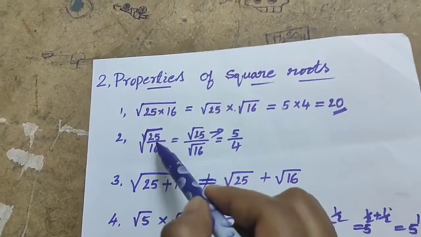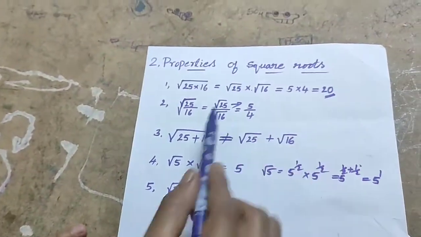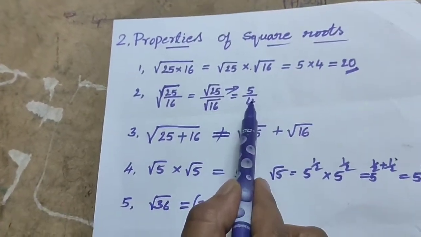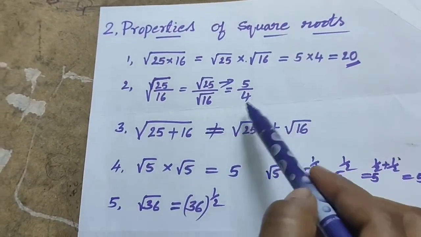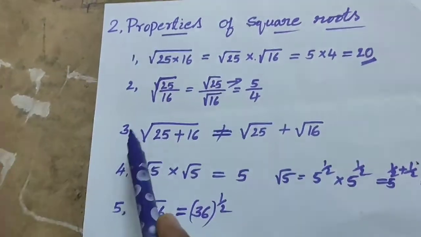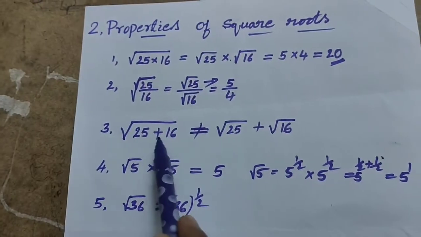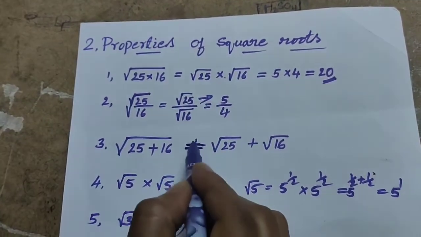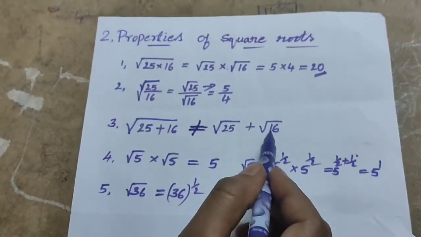What happens in division? Here also we can split it like this: root 25 divided by root 16. Root 25 is 5, root 16 is 4, so the answer is 5 by 4. This works only in these two cases. It does not work in the third case. Here the question is root of 25 plus 16. Addition is coming, and this is not possible in the case of addition. So it cannot be written as root 25 plus root 16.